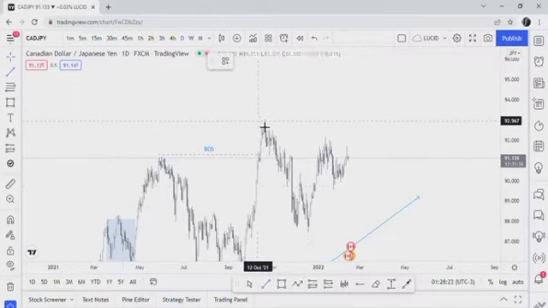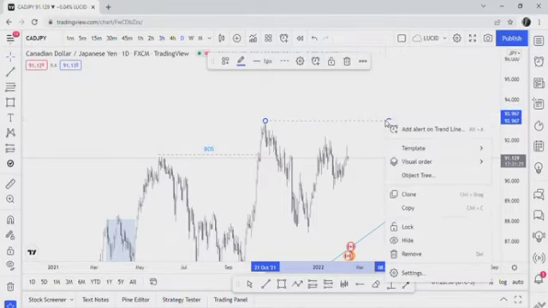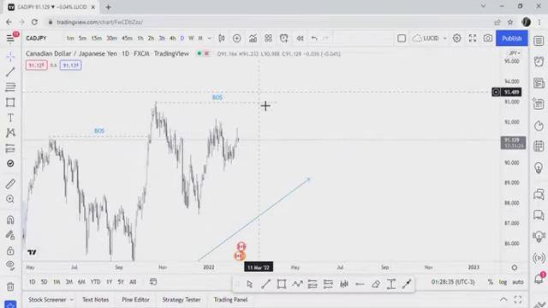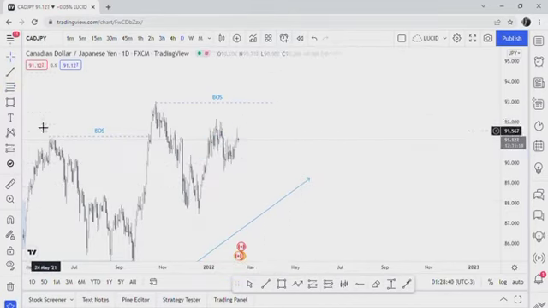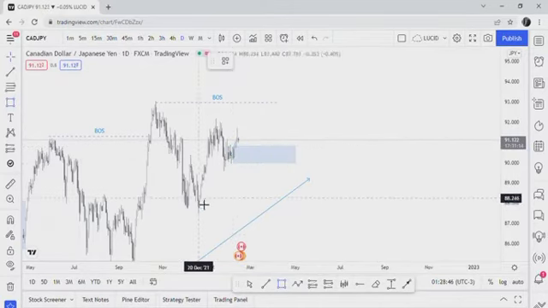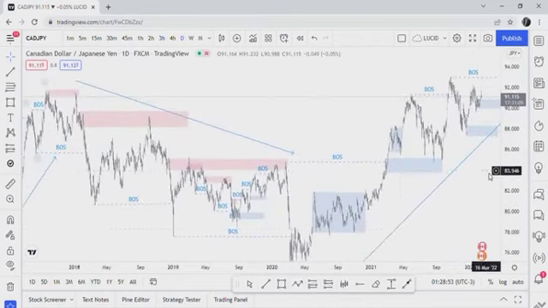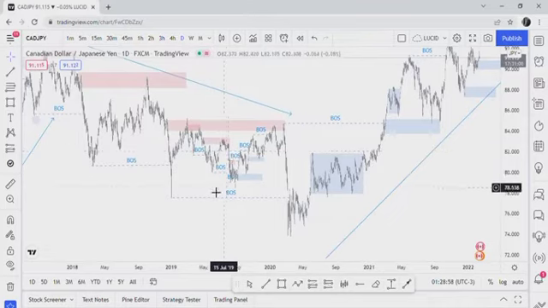Now we should be expecting, if we can get a structural break here, buys from either here or here. Just take a look at this. Break of structure, sell off, break of structure, sell off.